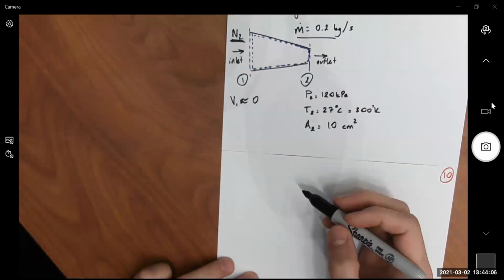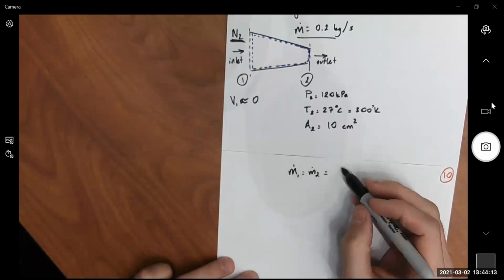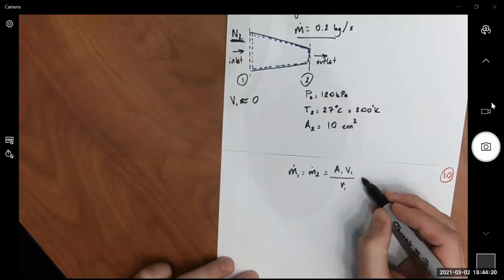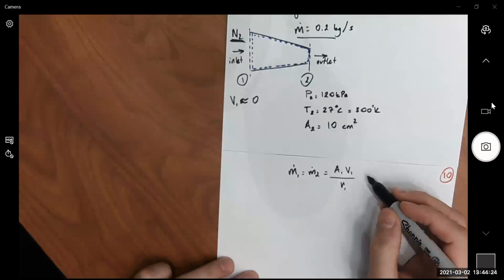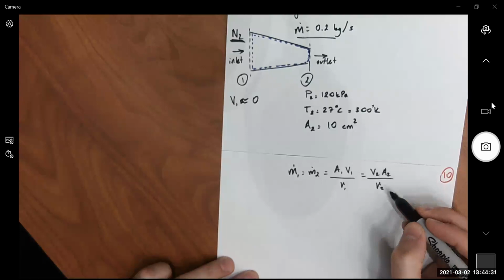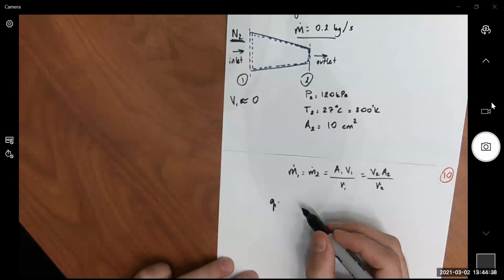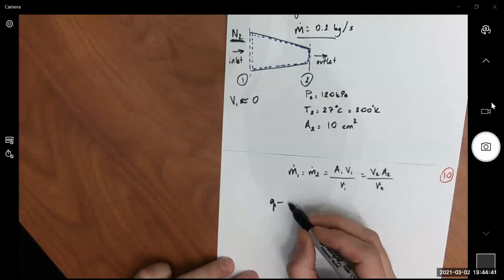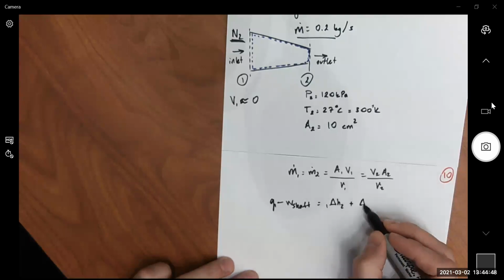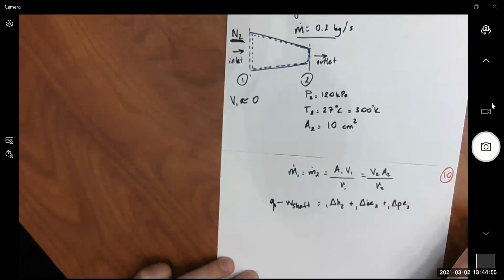From continuity, m1 equals m2. Area at inlet times velocity at inlet divided by specific volume at inlet equals velocity at outlet times area at outlet divided by the specific volume at outlet. And I also know my first law of thermodynamics for an open system with one inlet, one outlet at steady state: Q minus W shaft equals enthalpy difference from state 1 to state 2 plus kinetic energy difference from state 1 to state 2 plus potential energy difference from state 1 to state 2.